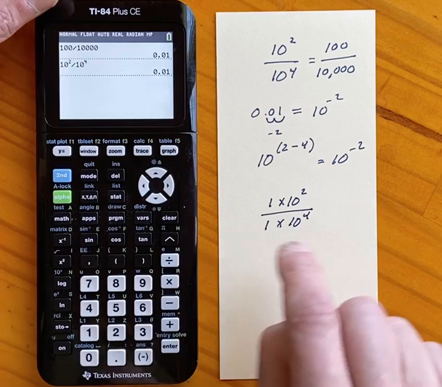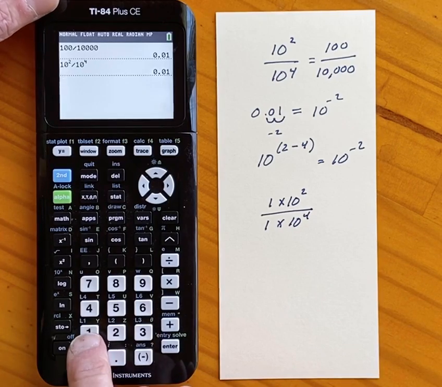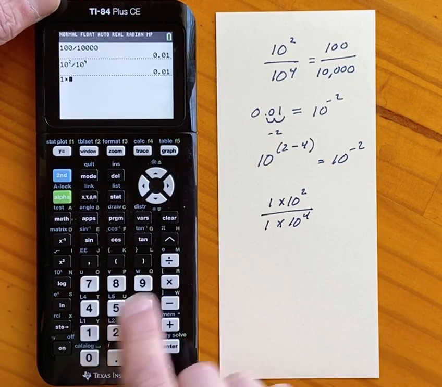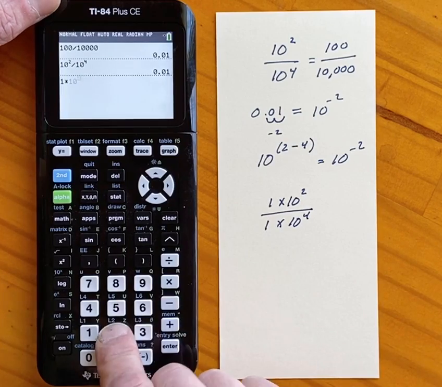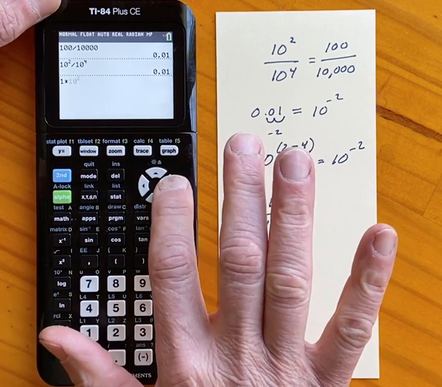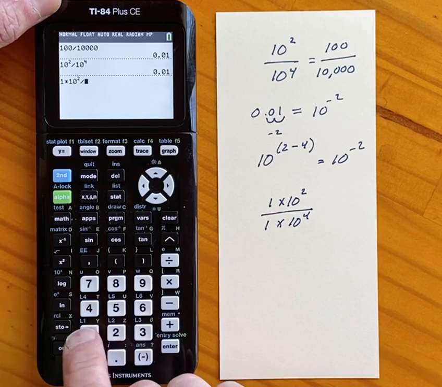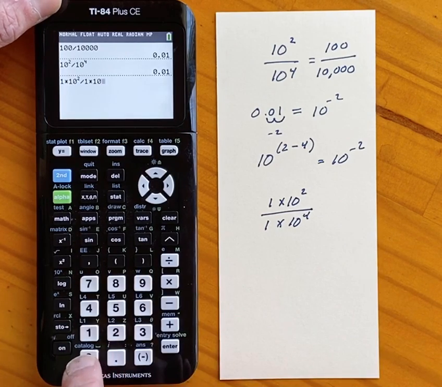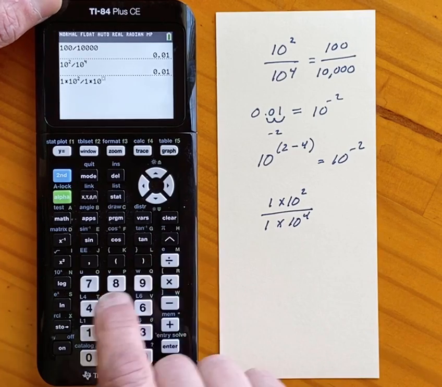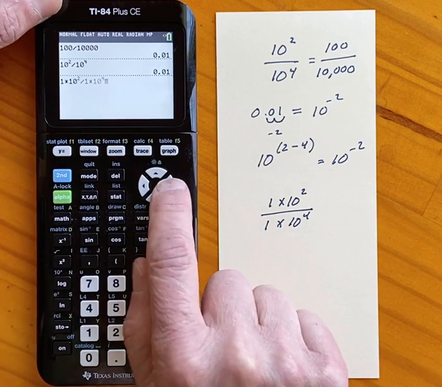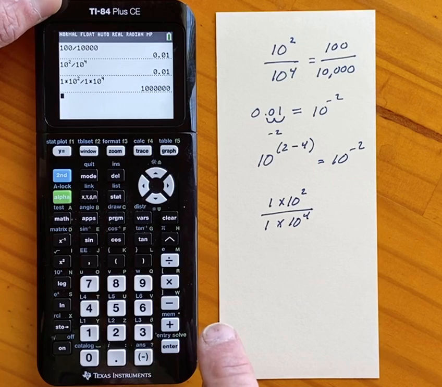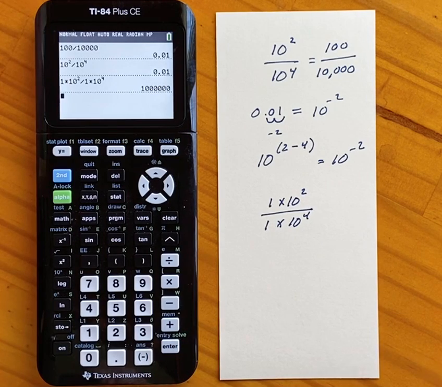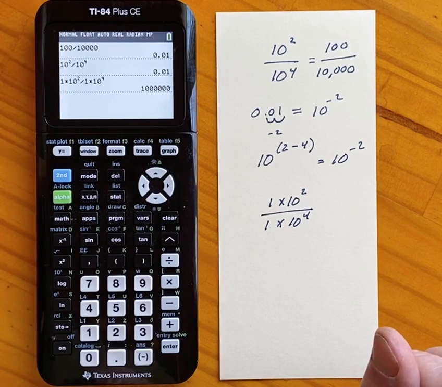I would see students enter this into their calculator in this way: 1 times 10 to the 2, divided by 1 times 10 to the 4. Everything looks good. You hit enter. And now we have 1 million. Not the right answer. What the heck went wrong?